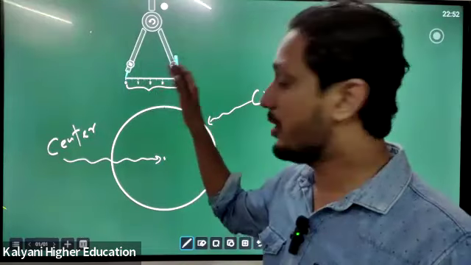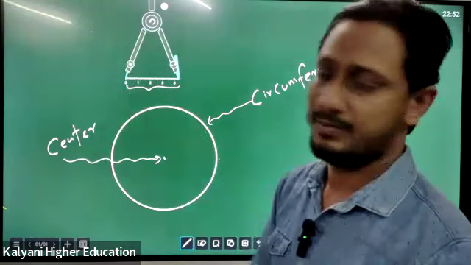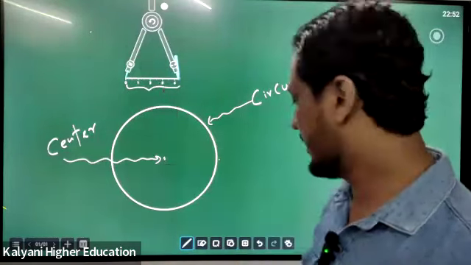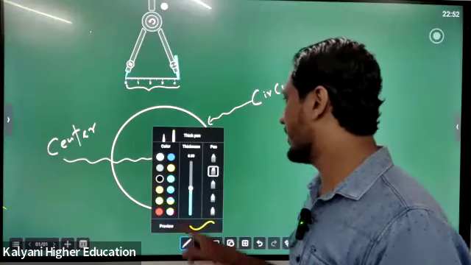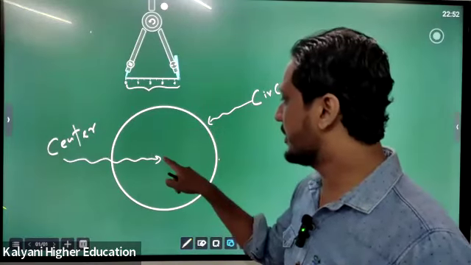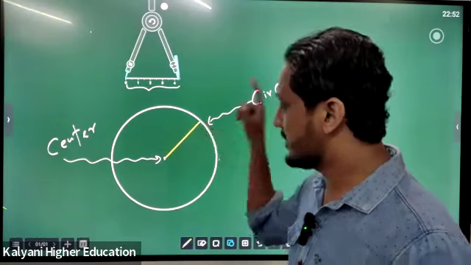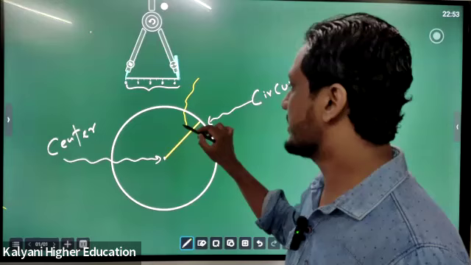You know that one already. I said the compass point, where did we keep it? On the center. And the pencil point, where did we keep it? On the circumference. So the distance from the center to the circumference, we call it what? Radius. Is it clear?